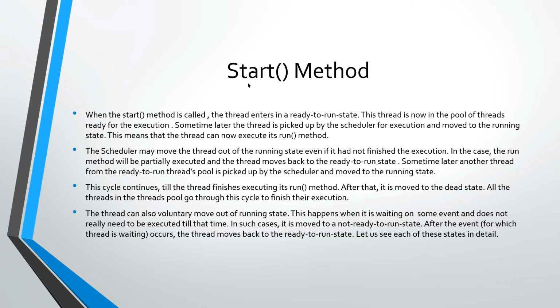The fourth point is the thread can also voluntarily move out of the running state. This happens when it is waiting on some event and does not really need to be executed till that time. In such cases, it is moved to a not ready to run state. After the event for which the thread is waiting occurs, the thread moves back to the ready to run state. Let us see each of these states in detail.